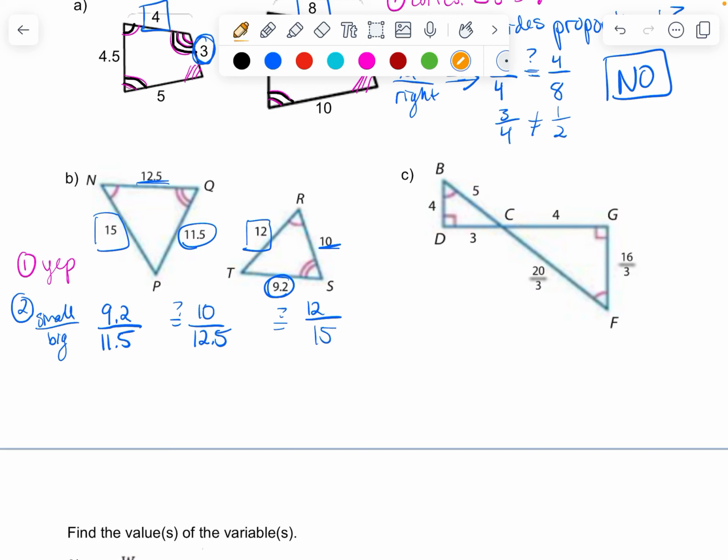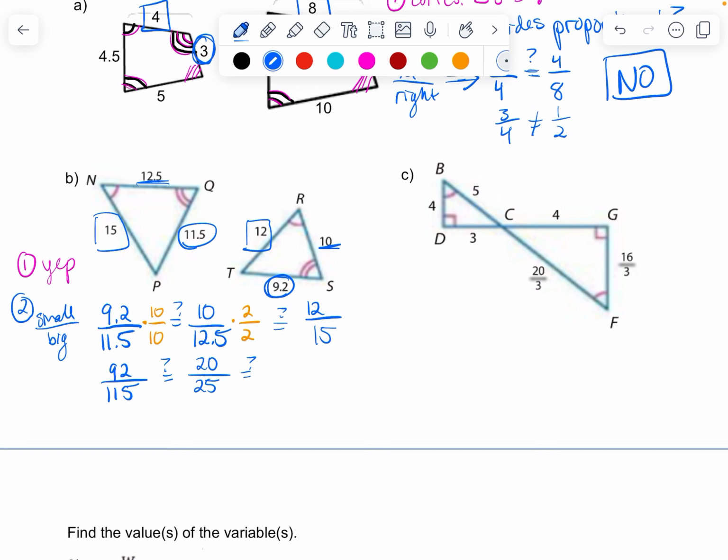Okay, so as far as simplifying these, for this first one, what I like to do is scale them out so they're normal numbers. If I multiply by 10, I get 92 over 115. If I multiply by 2, I get nice numbers. I'll get 20 over 25.